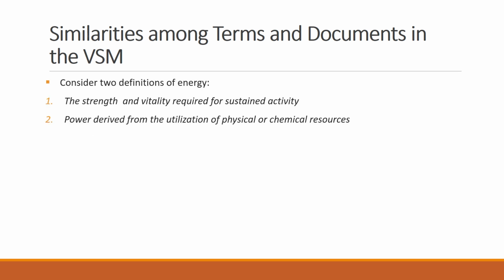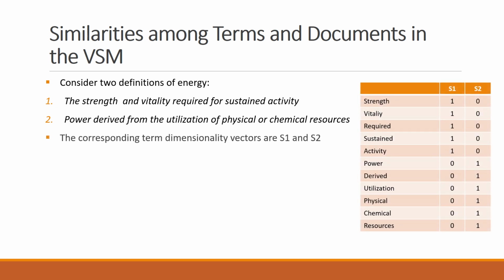Consider the following two definitions of energy. The corresponding term dimensionality vectors are S1 and S2. The cosine similarity is zero as there are no common terms, but we know that the two statements are very closely related. To address such questions, a different approach to representing terms and documents is needed, one that takes into account not only the terms that are literally present in the documents, but also the terms that are related to the terms that actually appear through a statistical analysis of all term usage patterns observed throughout the corpus. Such an approach was introduced under the name of LSA.